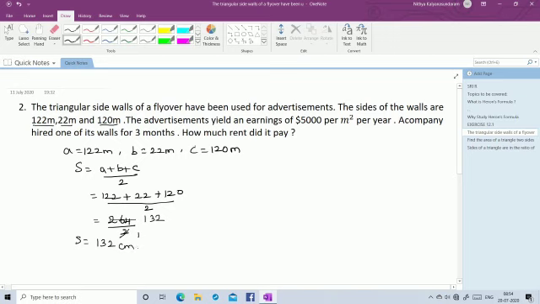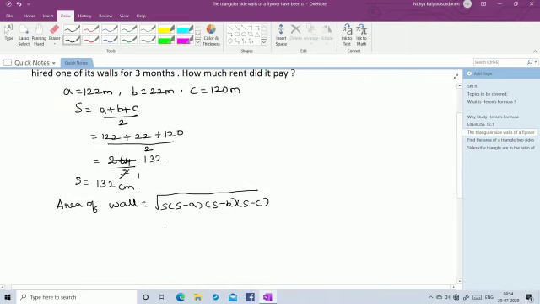So first find the area of the wall. Area of wall is equal to square root of S into S minus A, S minus B, then S minus C. So S is 132 meter. So substitute 132 minus 122, 132 minus 22, 132 minus 120. The three sides we will subtract.